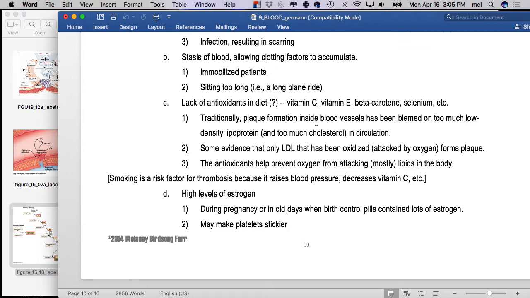But also, if you have an immobilized patient, one of the reasons that you want to move your patients even when they can't move themselves is because, of course, you're more likely to form an inappropriate clot if you just basically let the person sit there. There's a million reasons you want to mobilize your patients.